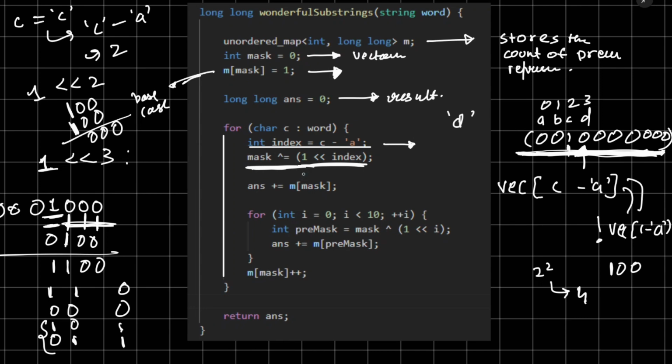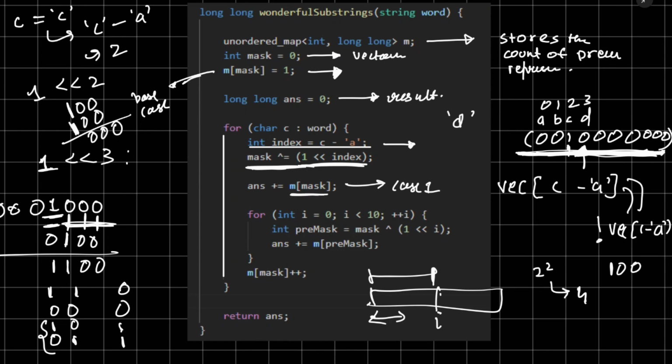Okay, so now when we get this, this is our case 1. What was case 1? Case 1 was finding the same mask previous to i, the count of the same mask previous to i. So we will see in the map, do we have an entry for the same mask? If we have it, we will add this count into our answer. And this whole thing is nothing but our case 2.